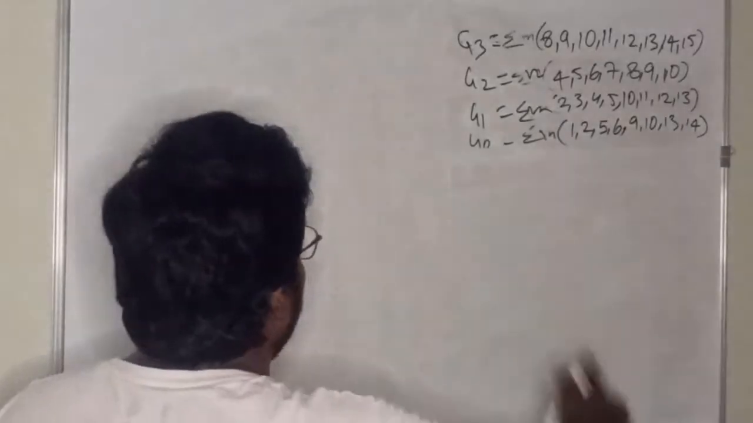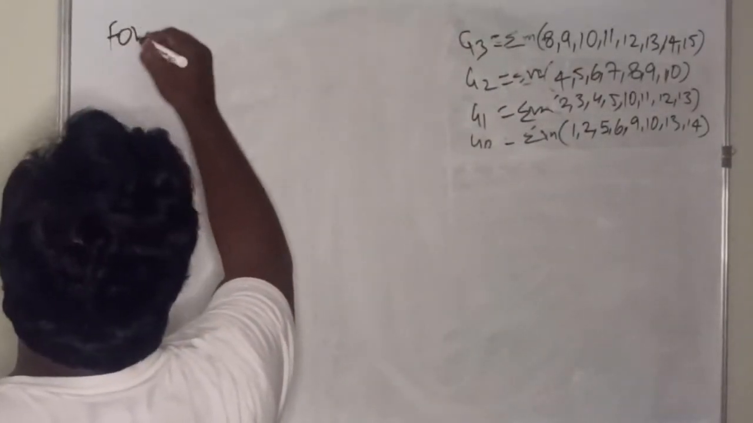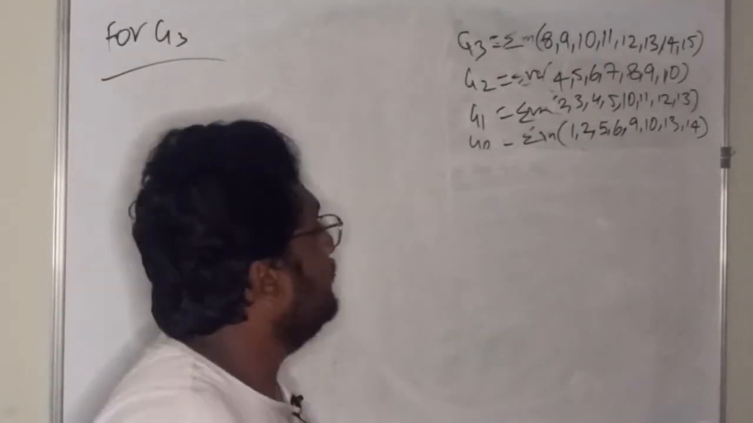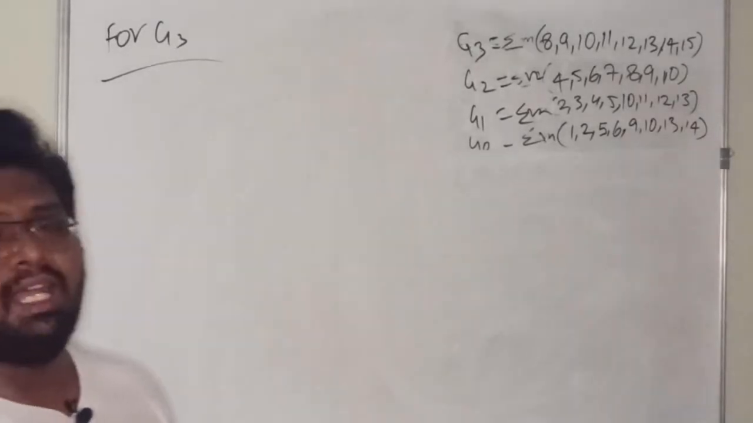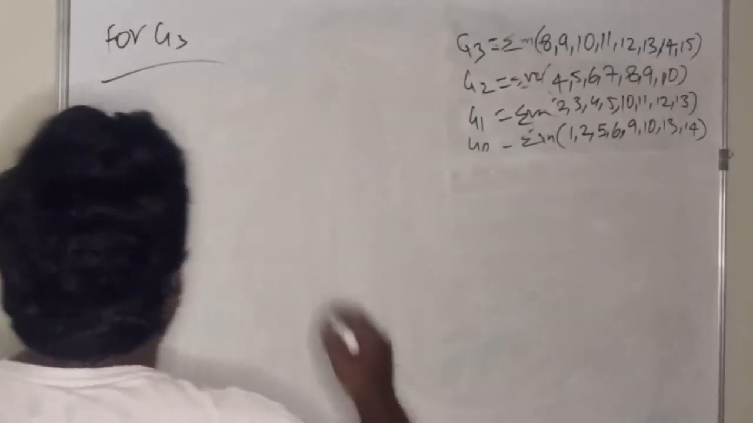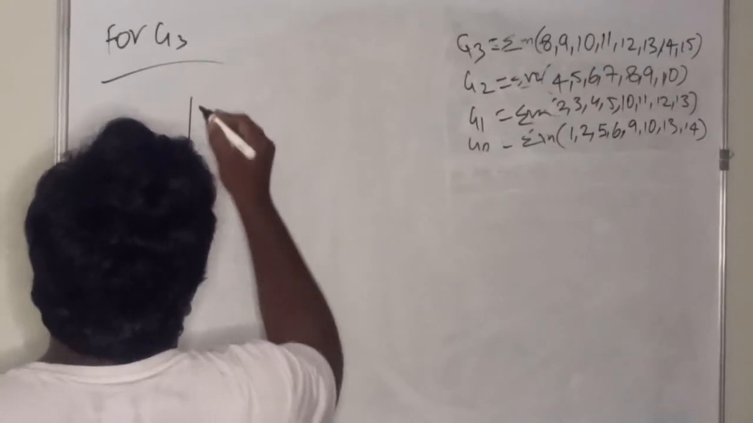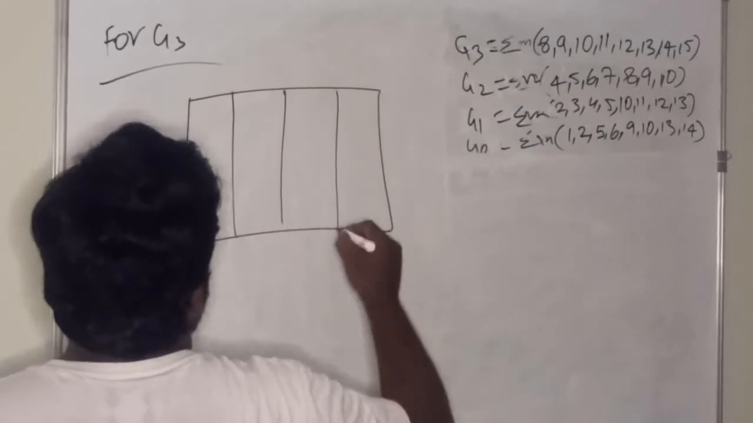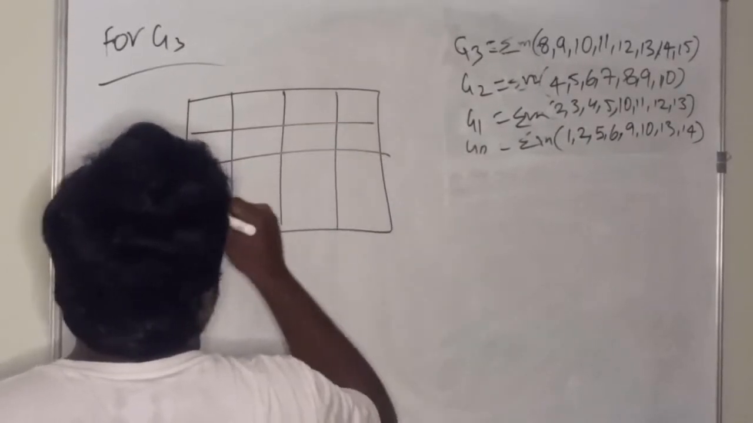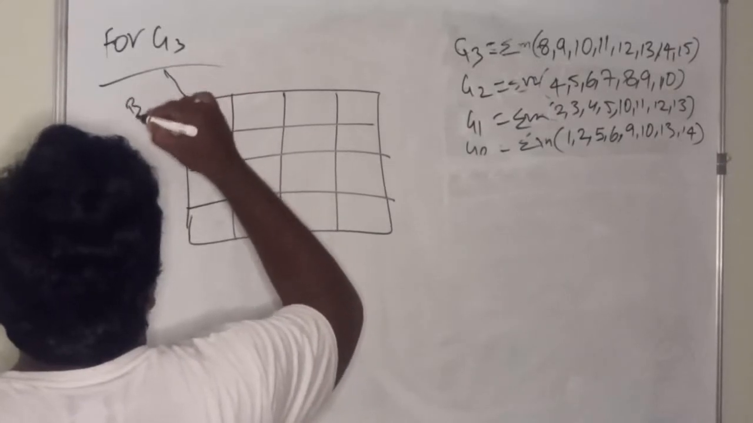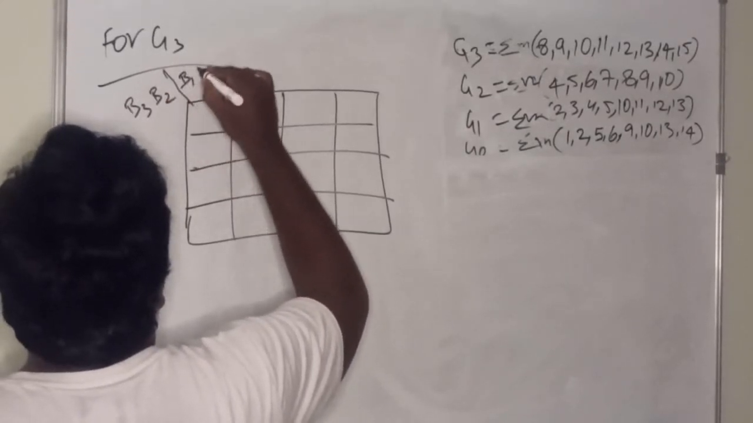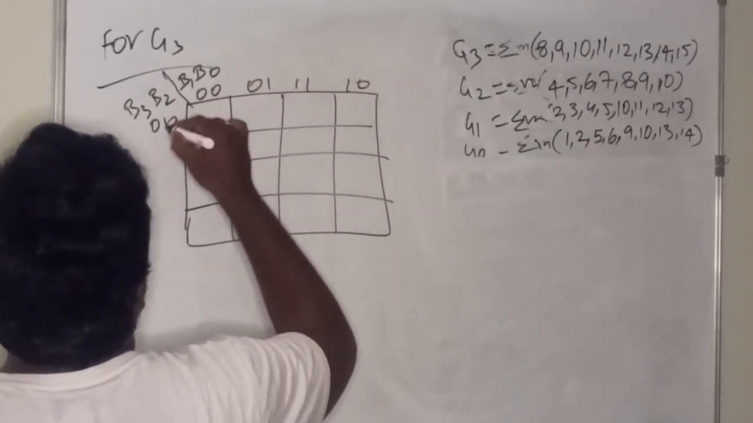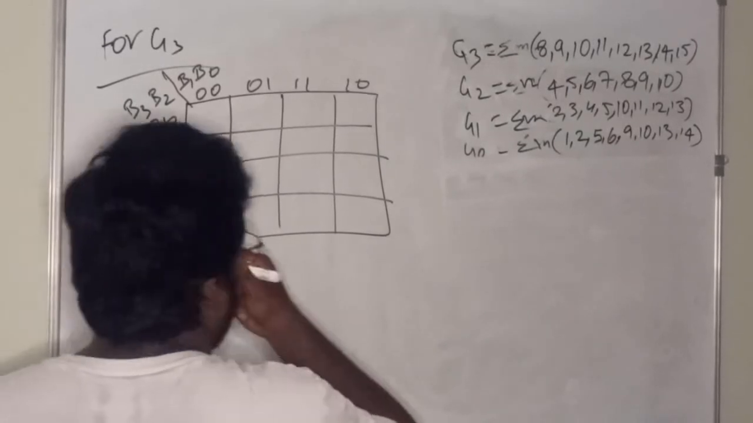So let us see. First one is G3. For G3 I am representing the K-map. As I am having 4 inputs here, I will be having 16 squares, right? So for 16 squares, I am having inputs B3, B2, B1 and B0, with the gray code sequence 0 0, 0 1, 1 1, 1 0 along both axes.